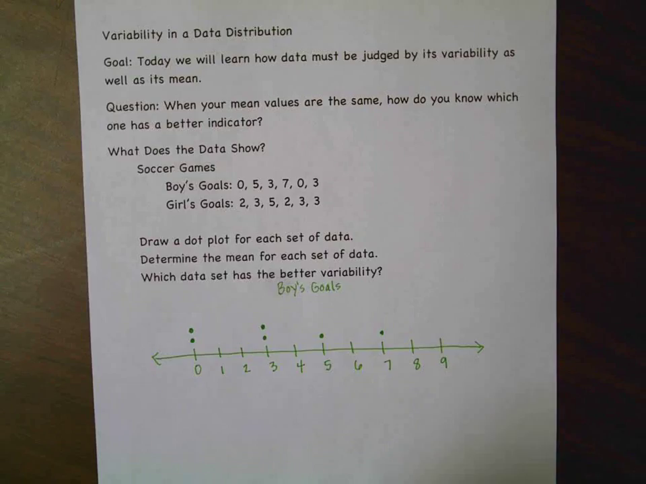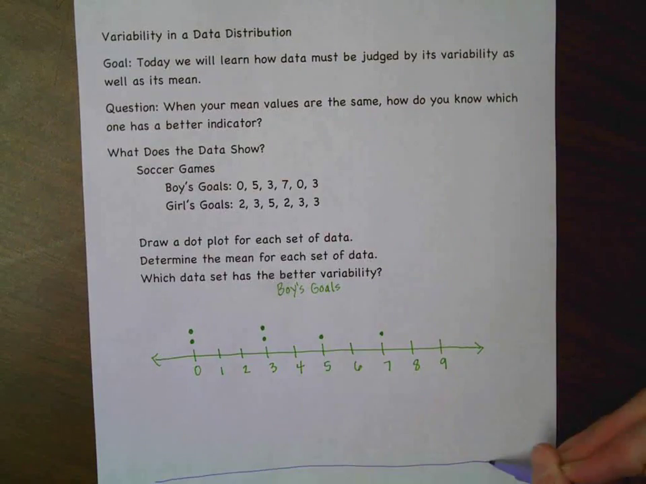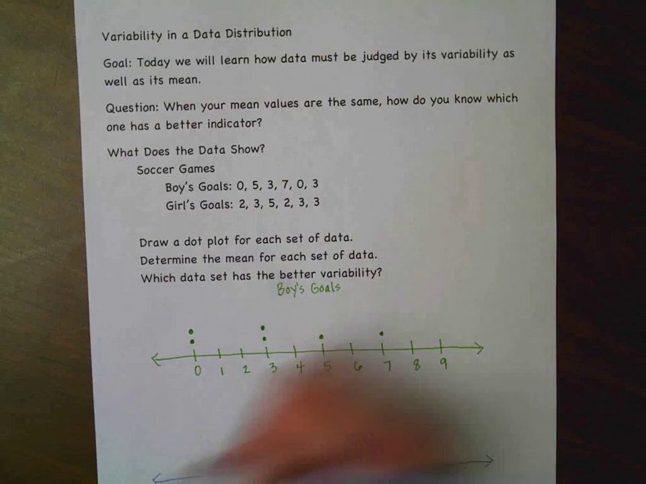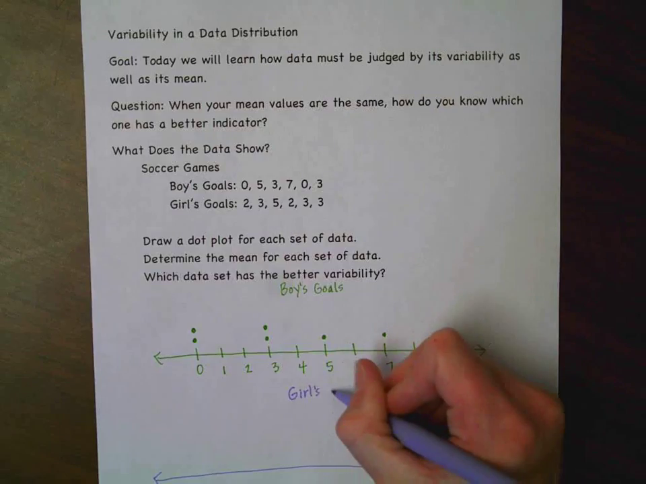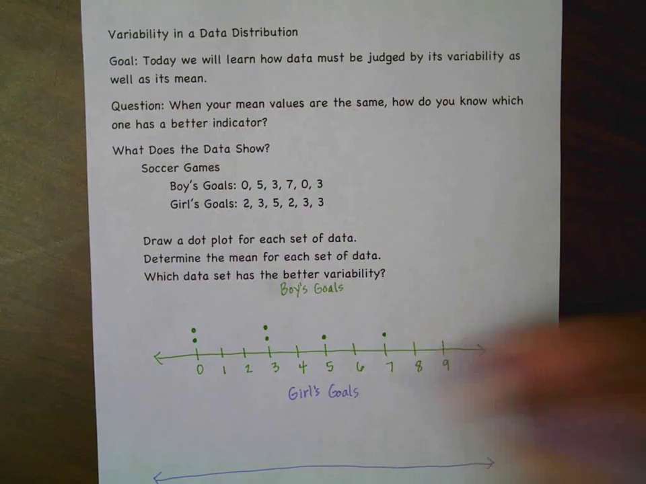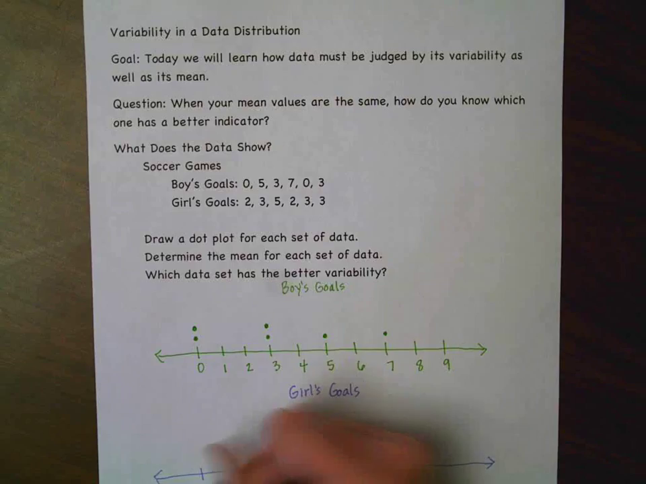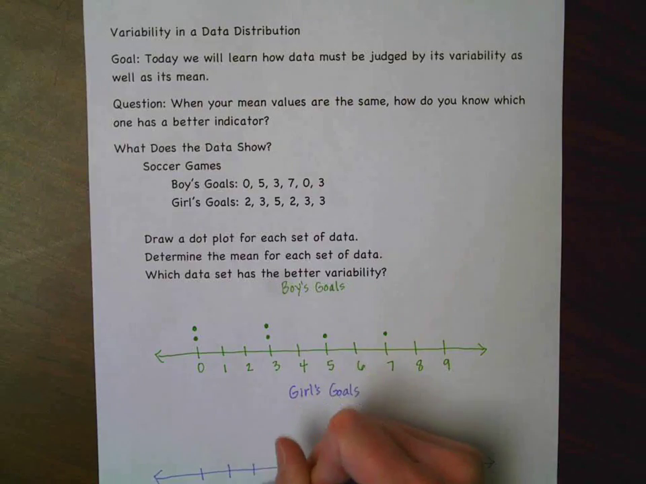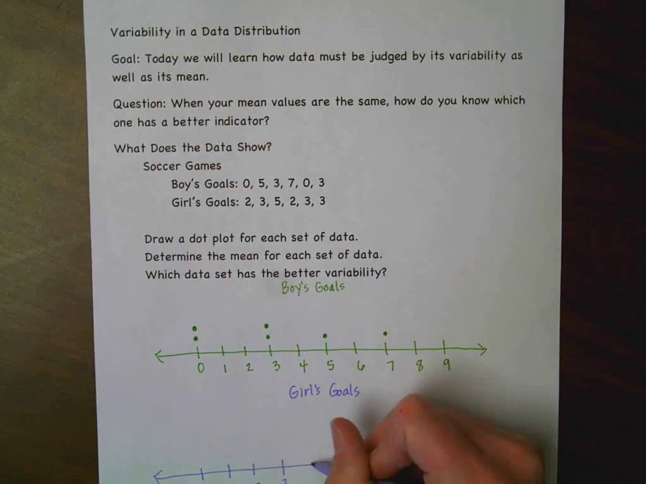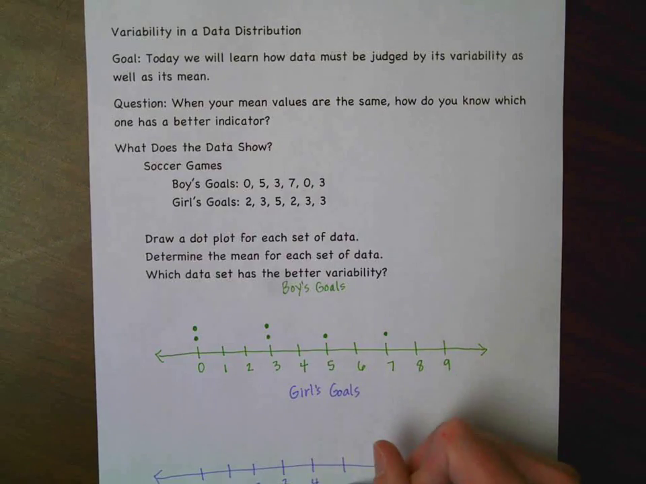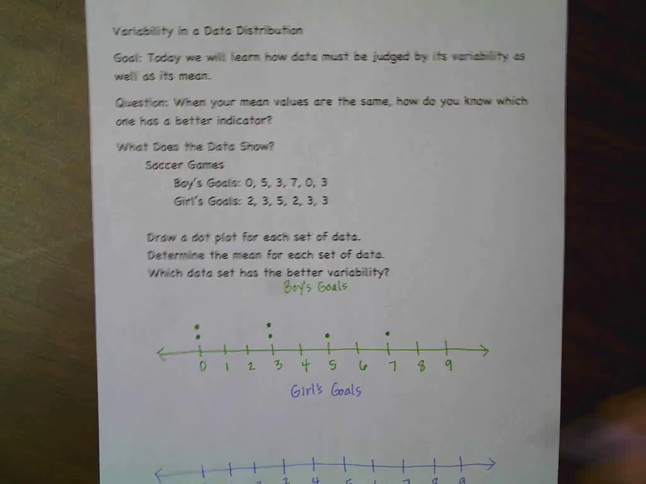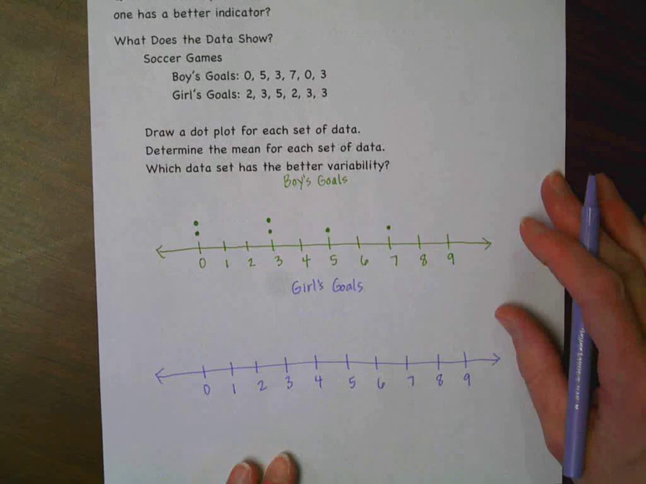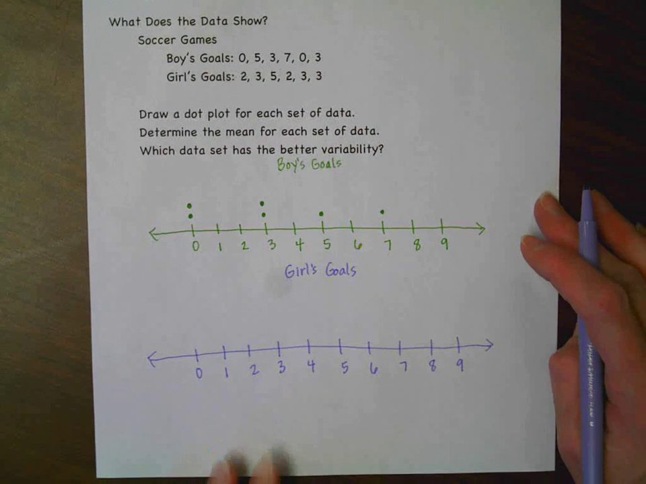Now I'm going to do another dot plot, this time for the girls. Again, we have to have a title, so girls' goals. I'm going to draw it exactly the same way so we can have a true comparison. 1, 2, 3, 4, 5, 6, 7, 8, and 9. My graphs look very similar. It would help if you could see them. Thank you. There we go.